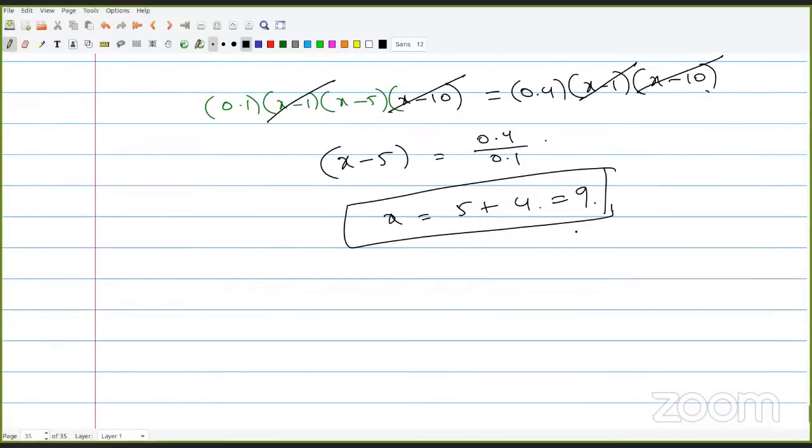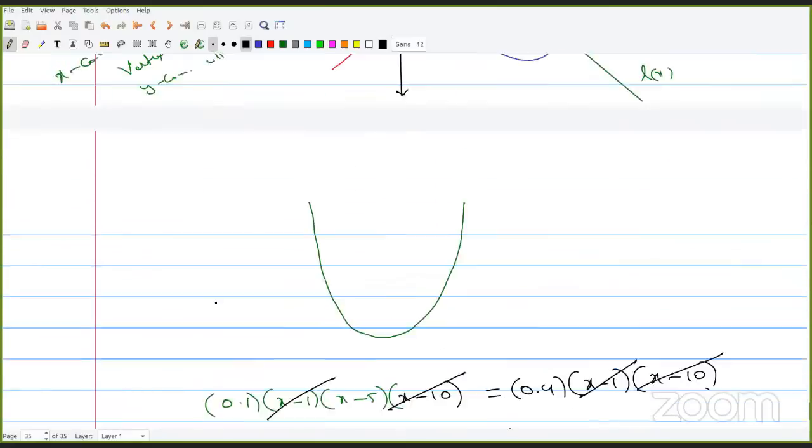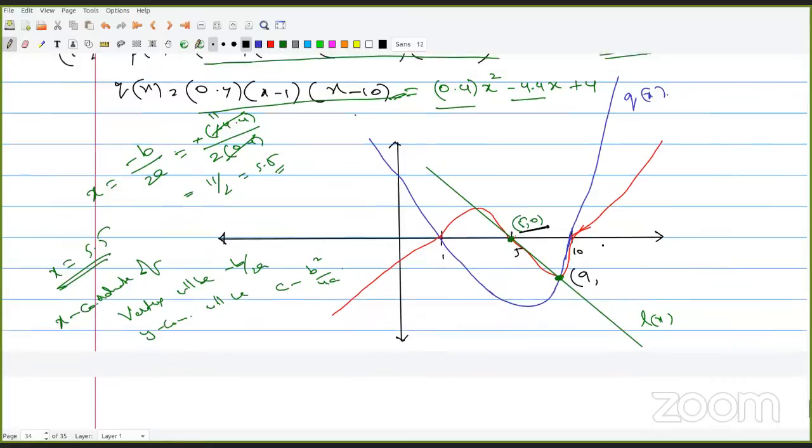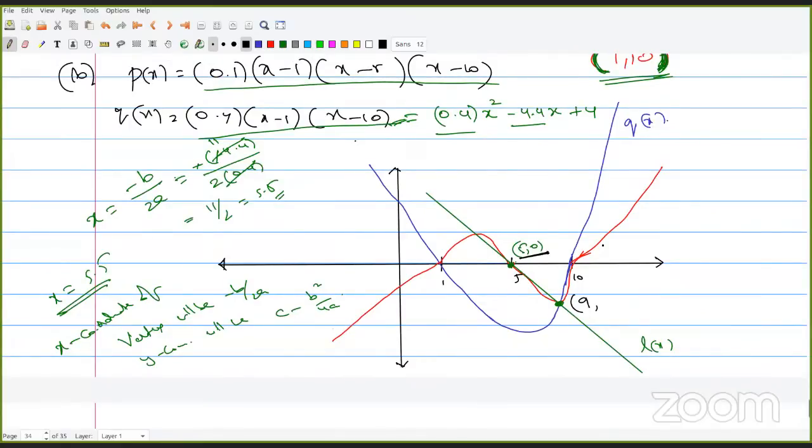Okay. Now we got one point, the x coordinate of the intersection point. By substituting this x in either of the polynomials or quadratics, we get the y coordinate of the intersection point. Correct? Q of 9 or P of 9 gives you the y coordinate of the intersection point. Now we know that this particular straight line passes through 5, 0, and also through 9. If I substitute 9, what will be the value? 9 times 8 minus 1, 8 times minus 3.2.